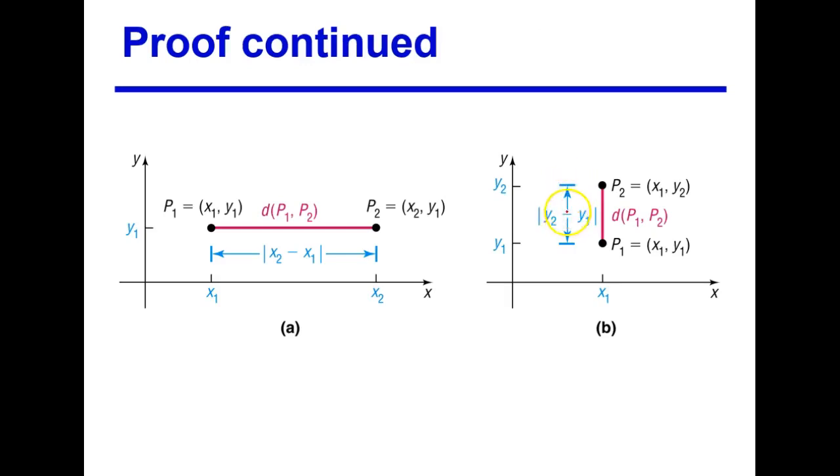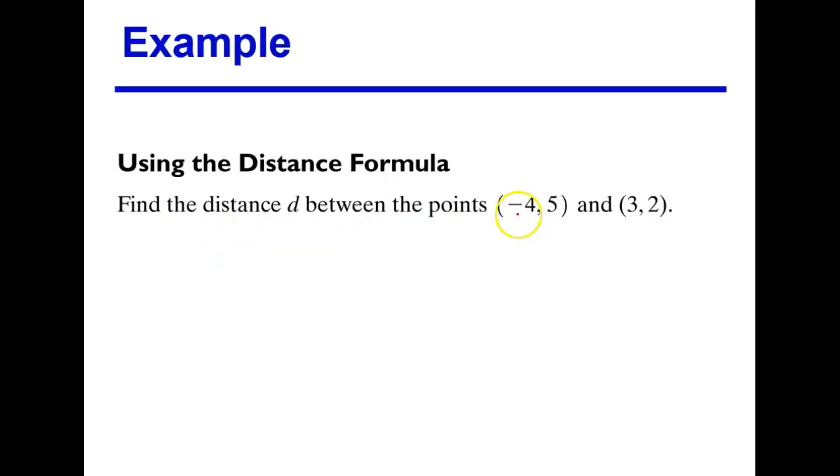Okay, so now still looking at this same proof, we're just looking at distances, so we will always have this absolute value. Now we're going to use the distance formula. We can find the distance between these two points either by using the distance formula or by drawing a triangle and finding the lengths there.